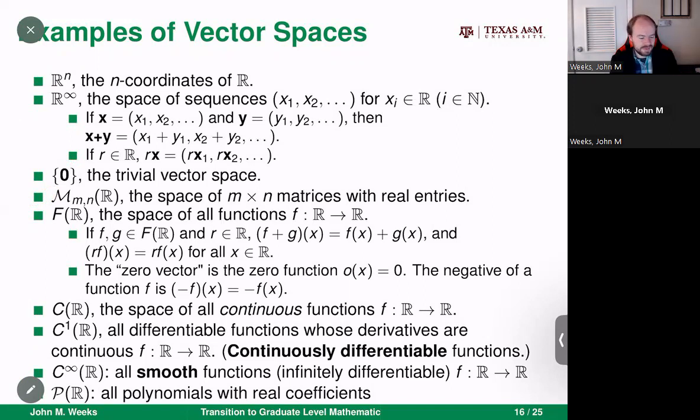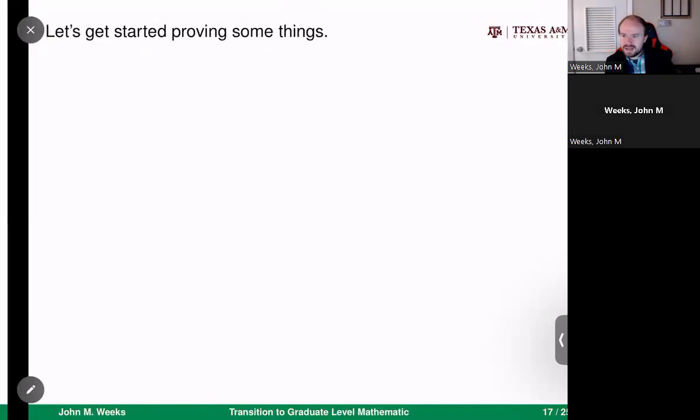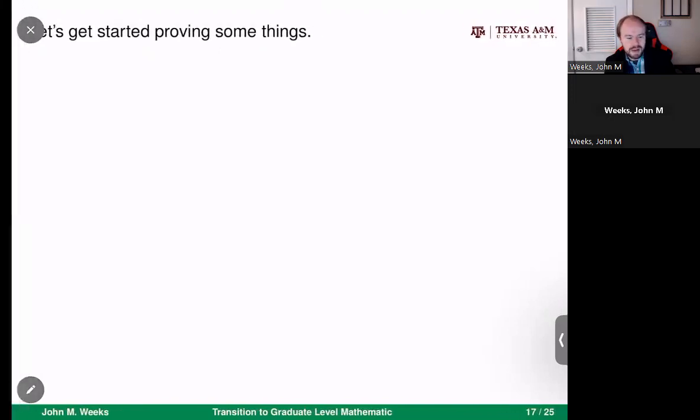So lots of different examples of vector spaces here to kind of get us started, to let us know that the only vector spaces we're thinking about are not Rn. We're talking about functions sometimes as well. And as we'll see, there's a lot more examples where that came from. But let's get started by proving some things. Again, that's our goal in this course, is to let this be a proof-based course.